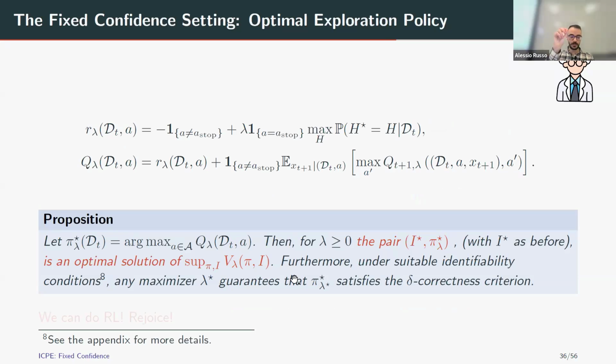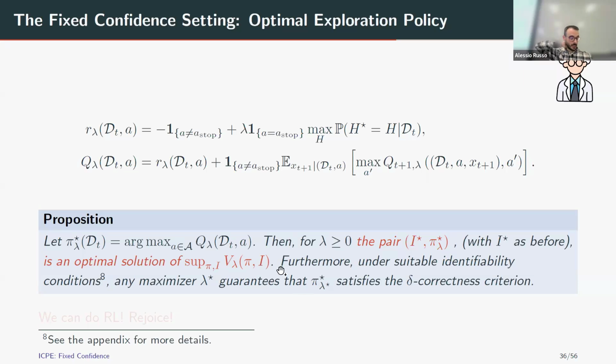So we have the dual problem to solve. We define this reward. From the reward, we define the Q function. And then what we can show is that the policy that is greedy with respect to this Q value solves the dual problem. So this is the most important bit.